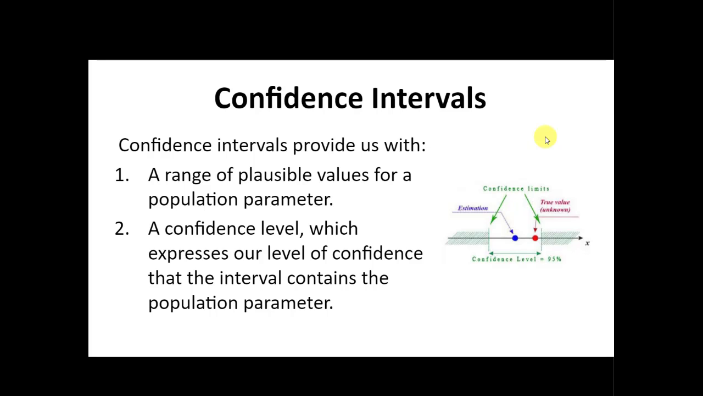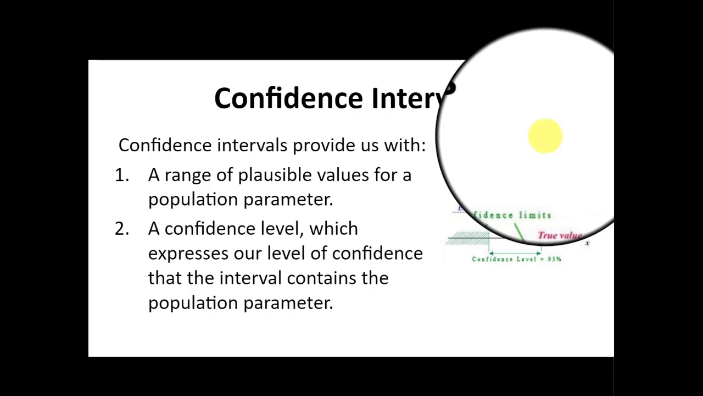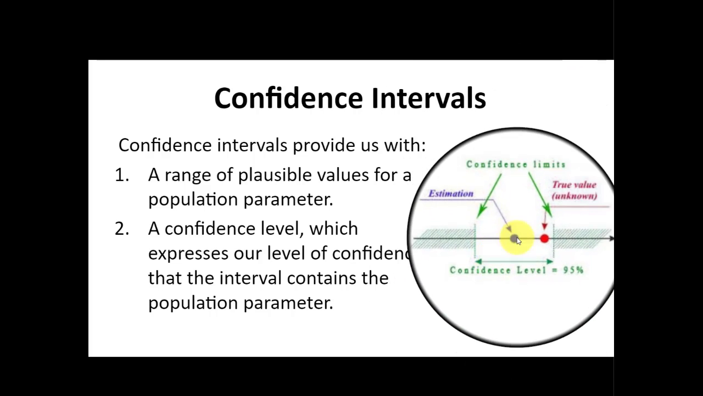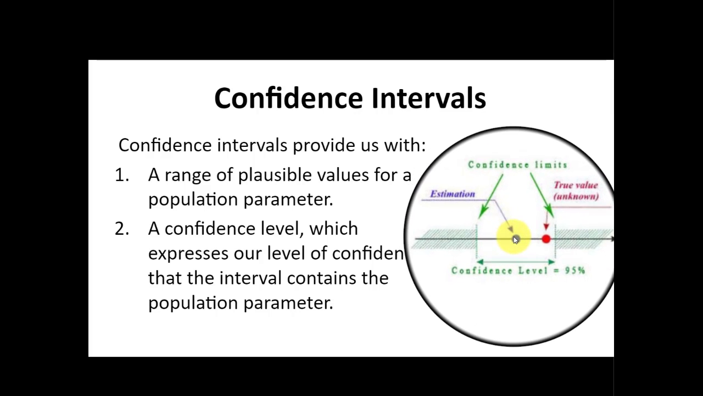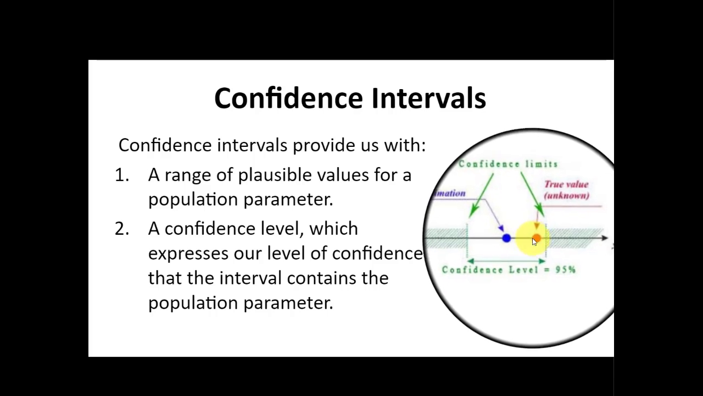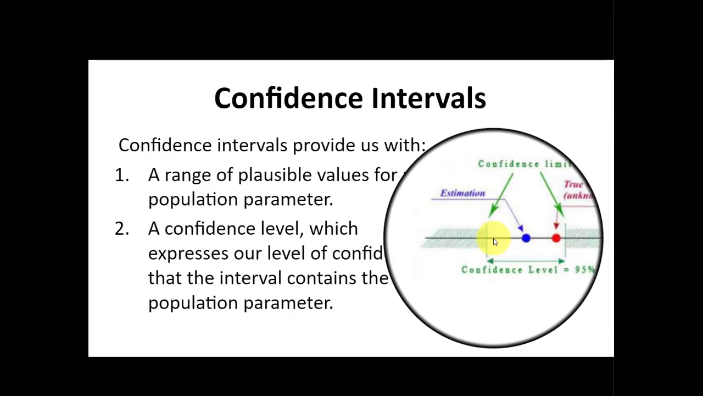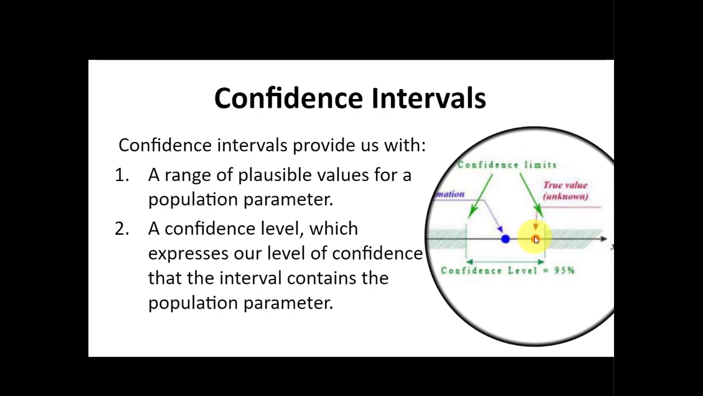And that interval expresses the level of confidence that we have that that interval will contain the population parameter. So in this diagram, for example, this blue dot is what we estimate the population to be based on our sample. This red dot is what we don't know. If we had some higher being that knew what the true value was, it would exist here. We're trying to guess in the dark where that red dot is, in essence.